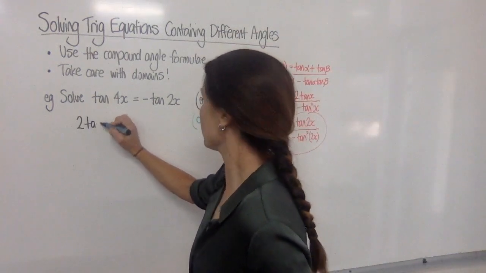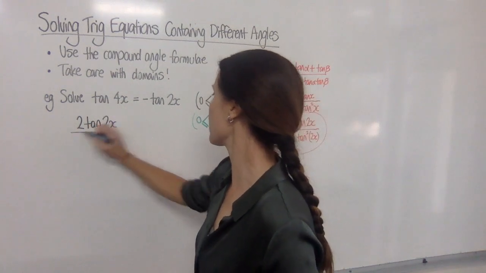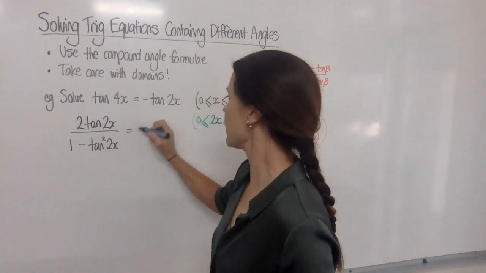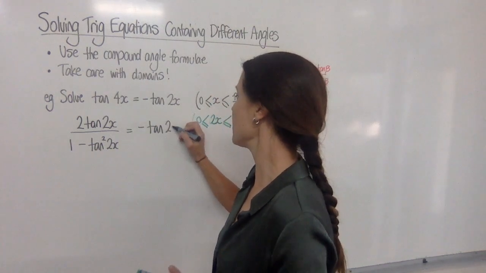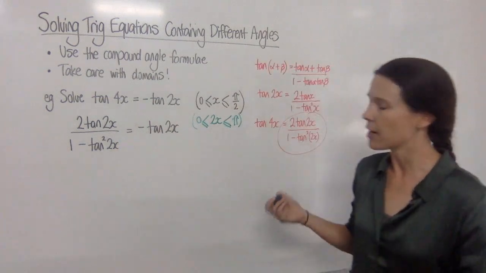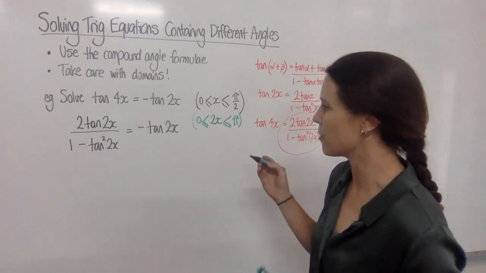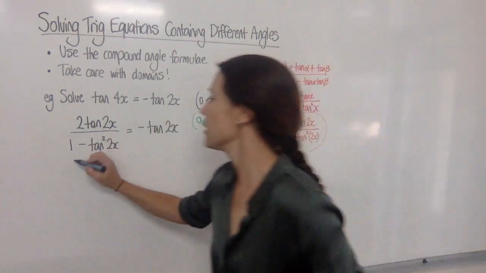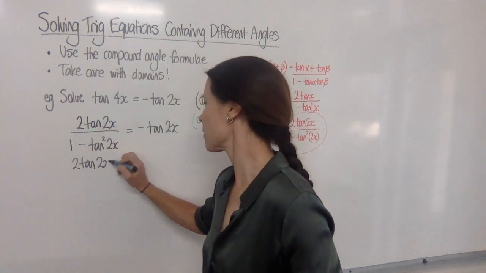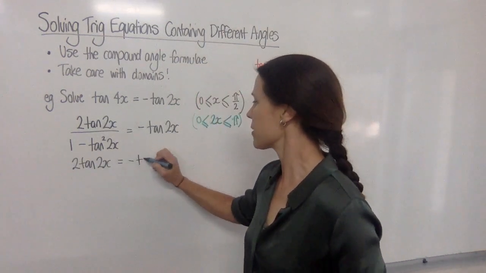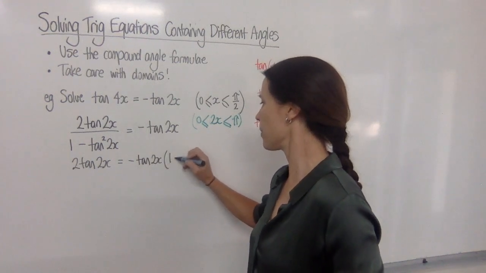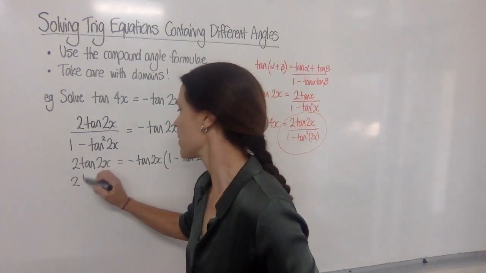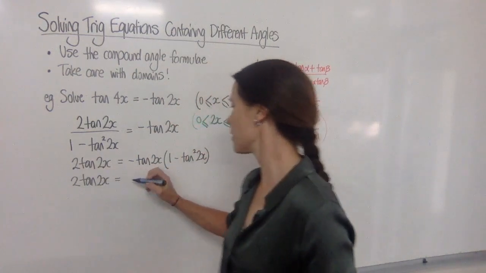We've got 2 tan 2x over 1 minus tan squared 2x is equal to negative tan 2x. Now again, you can probably do some of these steps here in your head. I'm going to do every step so that I don't leave anyone behind. If I want to get rid of this fraction, I just multiply both sides by the denominator. So I get the same stuff at the top here, and over here I've got minus tan 2x multiplied by 1 minus tan squared 2x. Now let's expand the brackets. Again, if you're frustrated, bear with me.